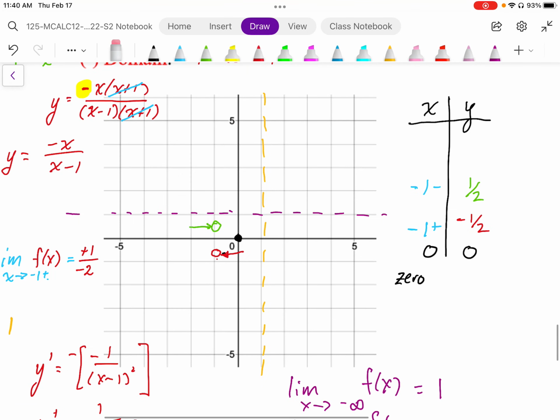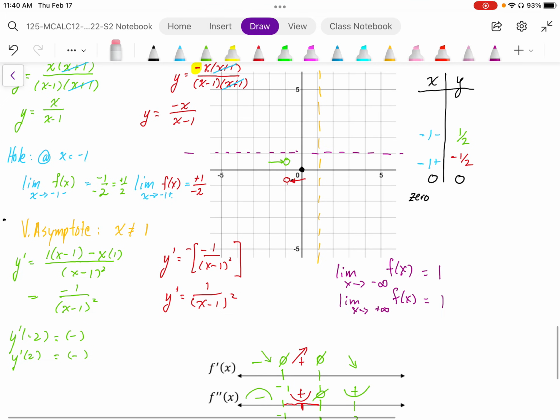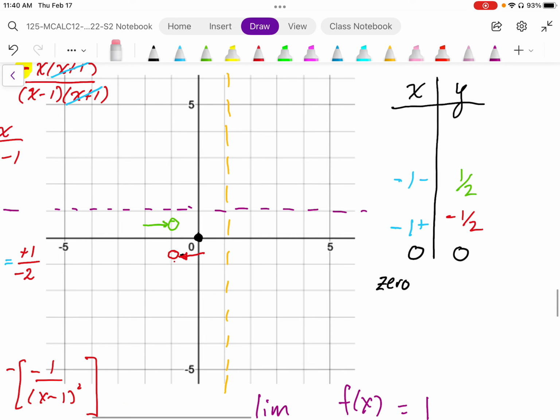So I have vertical, horizontal asymptotes. I have my left-handed limit for my hole and the right-handed limit for my hole. And I don't have any min or max points because if I take a look at my slope charts, I don't have any 0 slope points. So I can sketch in this graph.